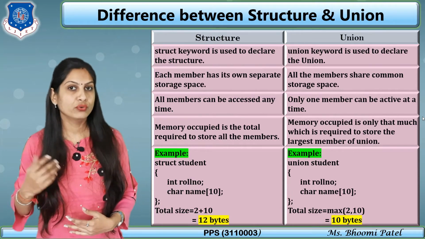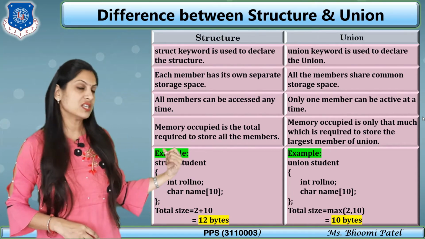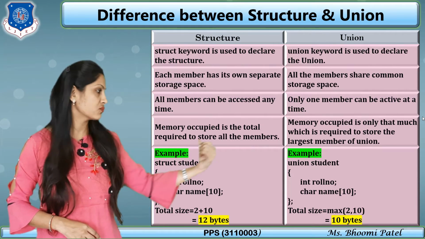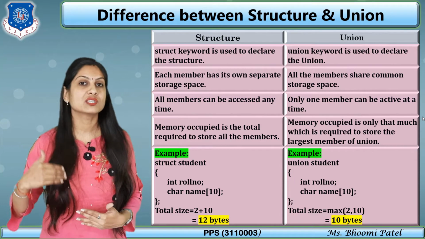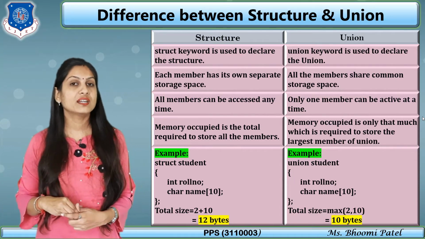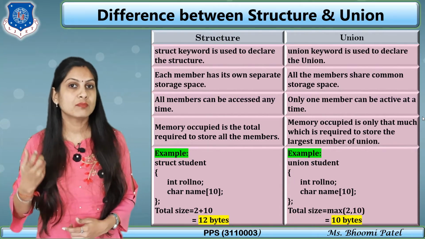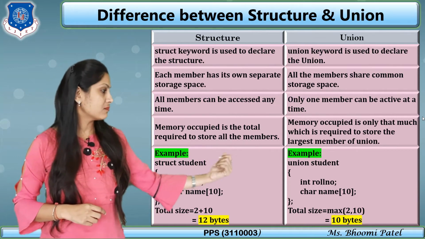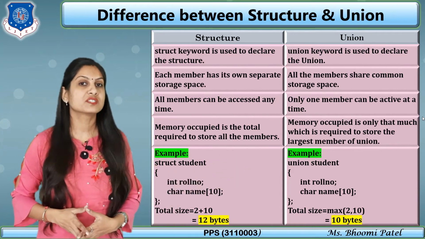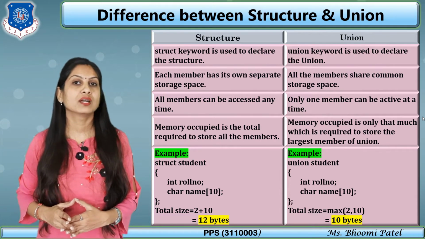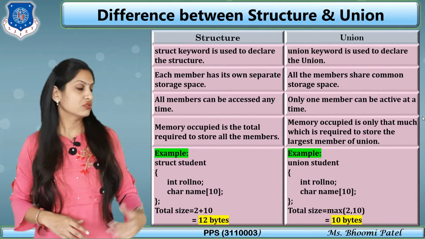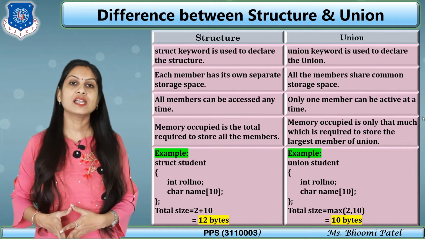But in case of union, what happens? We just change the keyword, instead of struct we write union. In that case the memory size will change. It finds the maximum among these two. The maximum of 2 and 10 is 10. So the size of the union variable is 10 bytes. Clear? So this is the difference between structure and union.